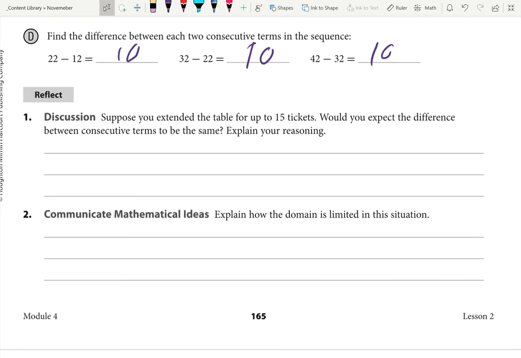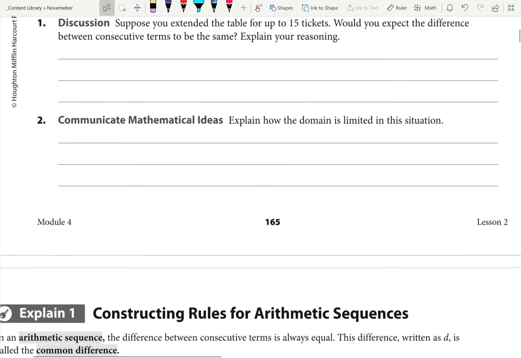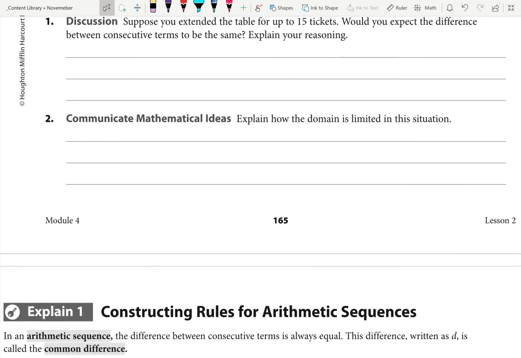Explain how the domain is limited in this situation. So domain is limited to only whole numbers. I'm not going to write this down, but I will just explain it. So you can write it in your notes if you have to. Domain is limited to only positive whole numbers because you can only buy positive whole number tickets, right? You can't buy 3.5 tickets, for example. You can only buy whole number tickets. So your domain is limited, but it does go on forever. You could buy as many tickets as you want. You just would have to buy whole number tickets.